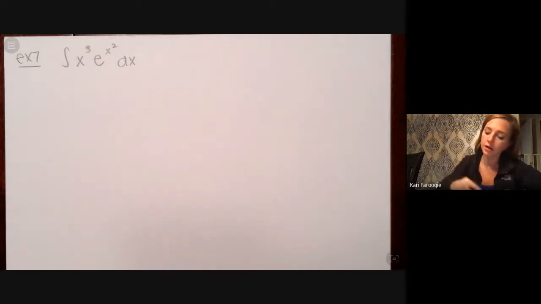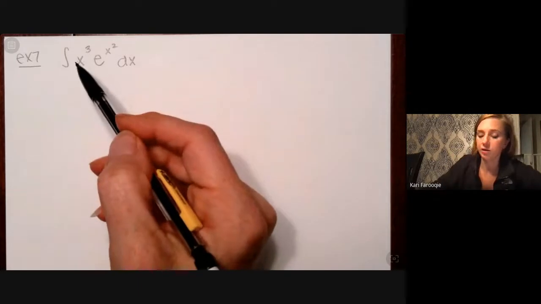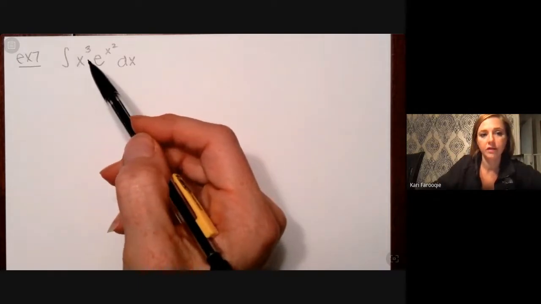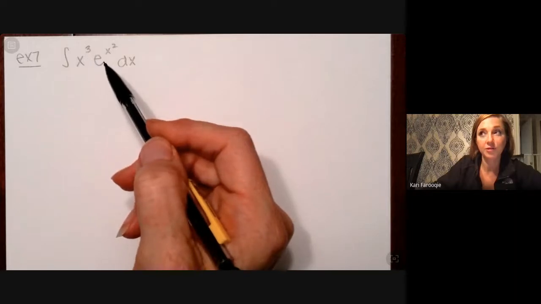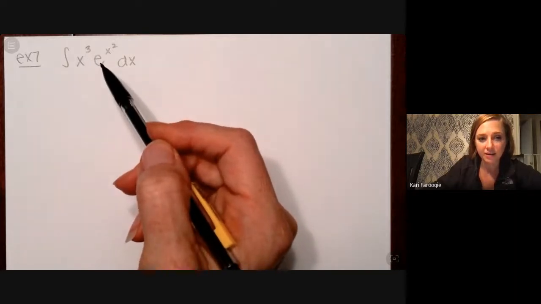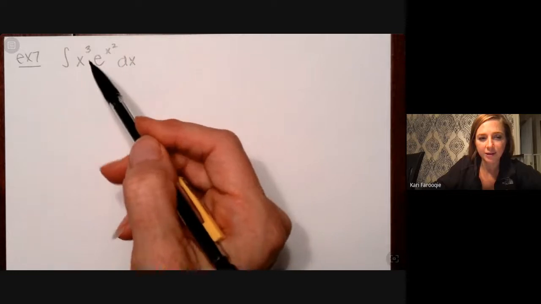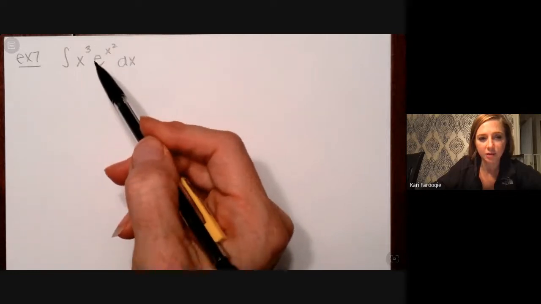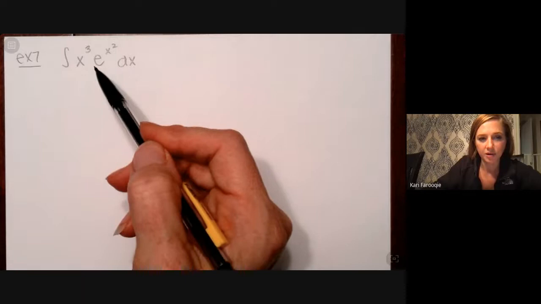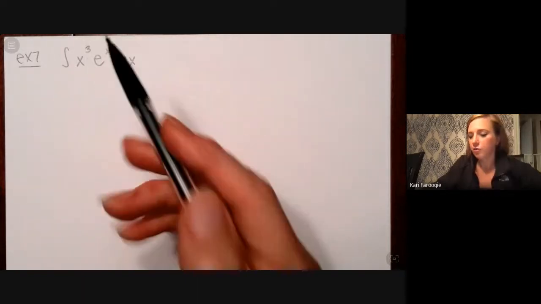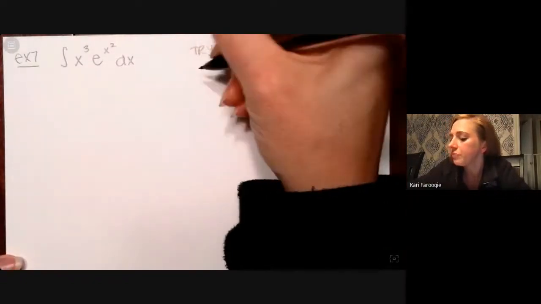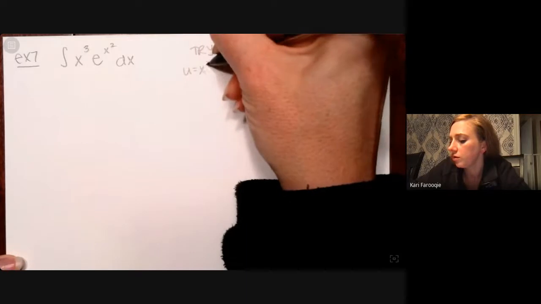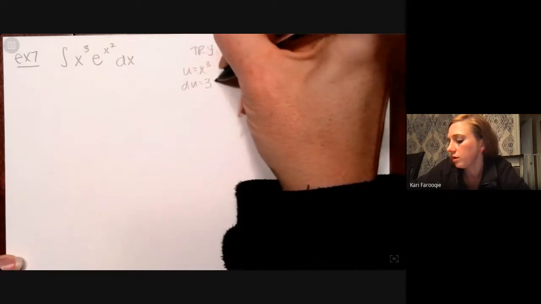And you'd be thinking, okay, well, let's let u be x cubed and then dv is e to the x squared. And as soon as you say that, you're kind of like, wait. I can't let dv be e to the x squared because I don't know how to integrate that. And if you tried, here's what I would say you would try. You would say, okay, let's let u be x cubed. du is 3x squared dx.